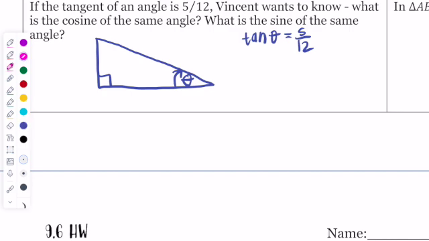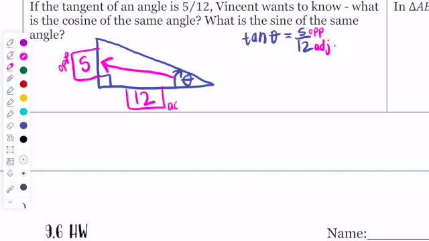So tangent is opposite over adjacent. So even though it looks like we don't have any sides, we actually do. Here's my ratio. Opposite to adjacent is 5/12. So opposite this angle is going to be 5. Adjacent this angle is going to be 12. So there's my 5 piece that's opposite. Here's my 12 that is going to be our adjacent.